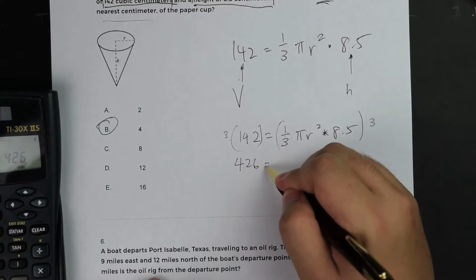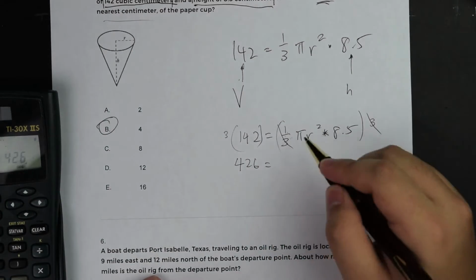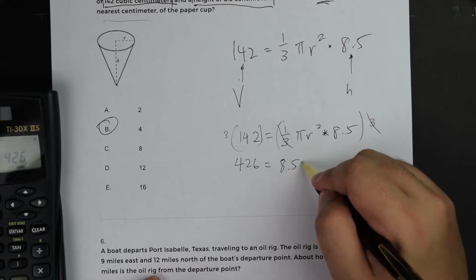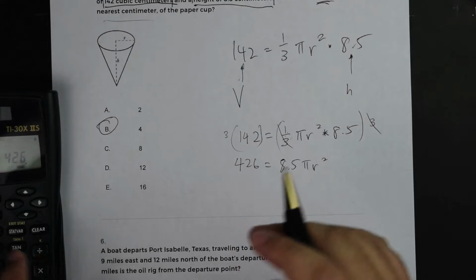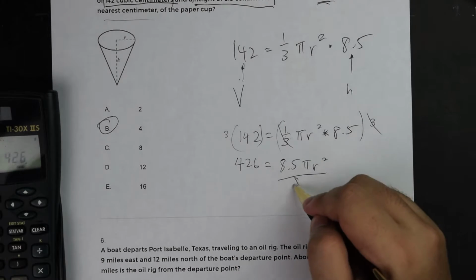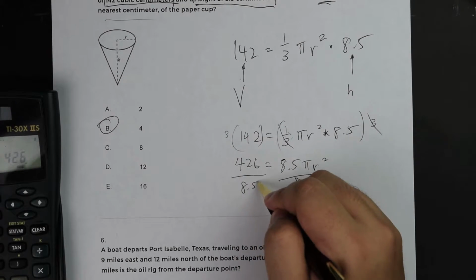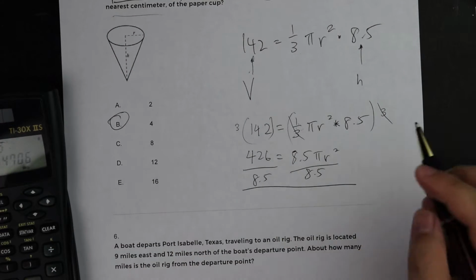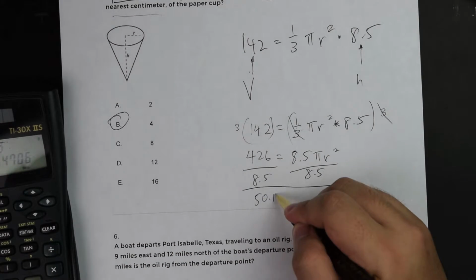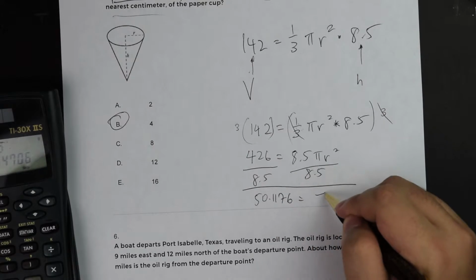So 4.25 over 8.5 equals 1/2, and these cancel with each other, so it'll be 8.5 pi r squared. Duly note that 8.5 is from here. I didn't change the question or do anything with it. Afterwards, I divide by 8.5 on both sides. And so I divided by 8.5, and I got something like 50.1176 equals pi r squared.